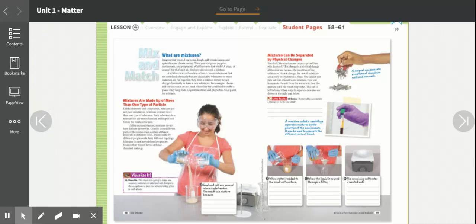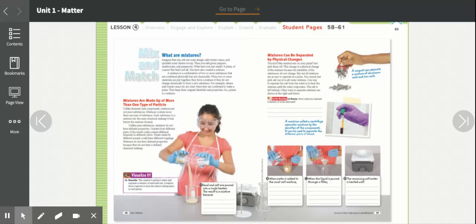Mixtures are made up of more than one type of particle. Unlike elements and compounds, mixtures are not pure substances. Mixtures contain more than one type of substance. Each substance in a mixture has the same chemical makeup it had before the mixture formed. Unlike pure substances, mixtures do not have definite properties.